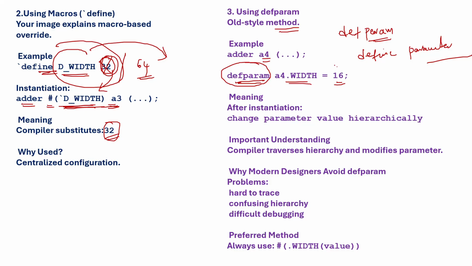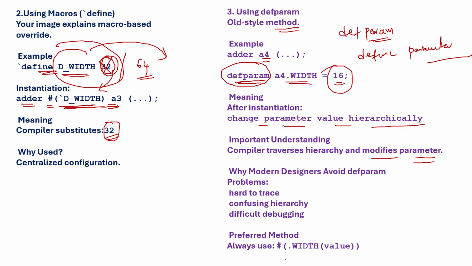See, this will be changing everywhere. How it is changing means, this is the instantiation. After instantiation, change parameter value hierarchically. That means hierarchy based, one module after that other module, it will be changing. The compiler traverses the hierarchy and then modifies the parameters. Because defparam you are utilizing, it is automatically changing the value everywhere. Clear?